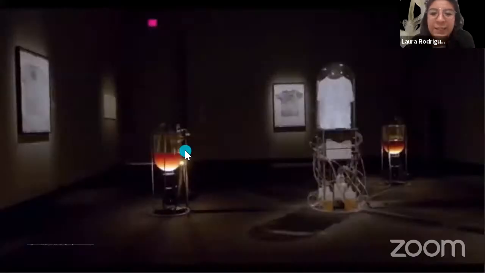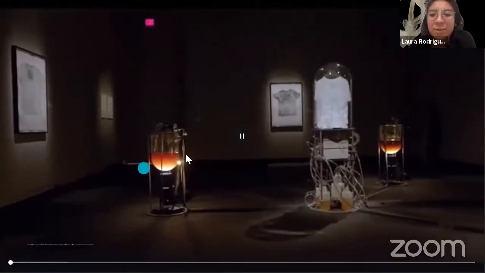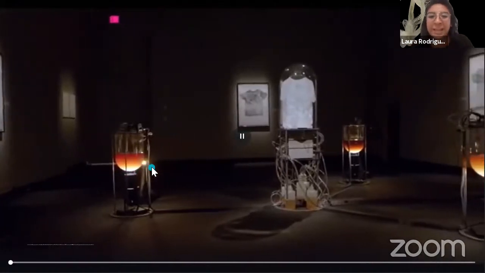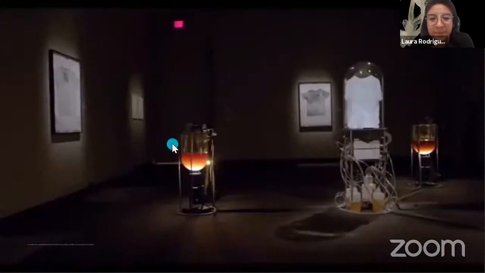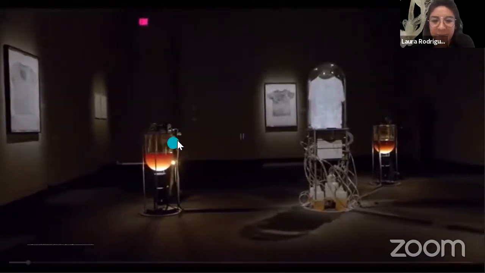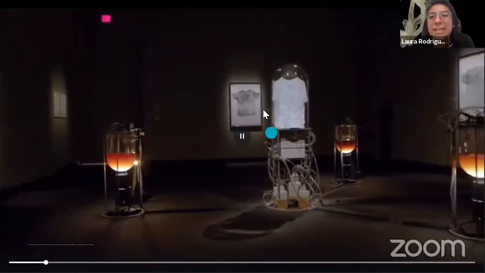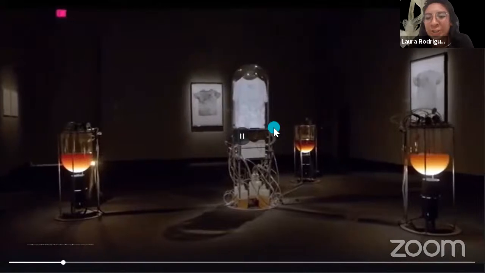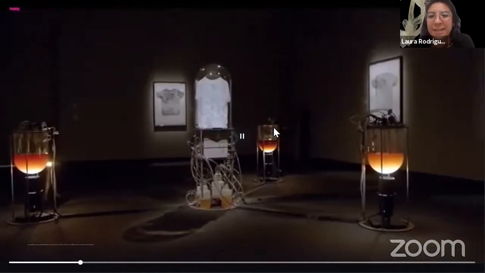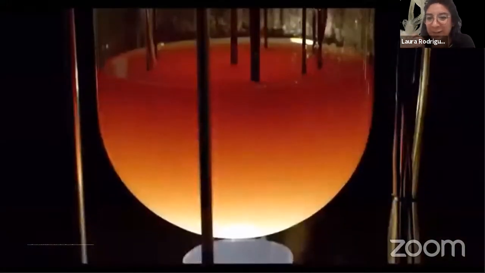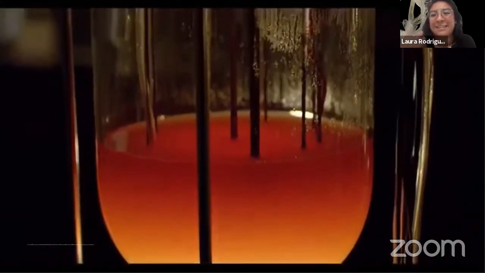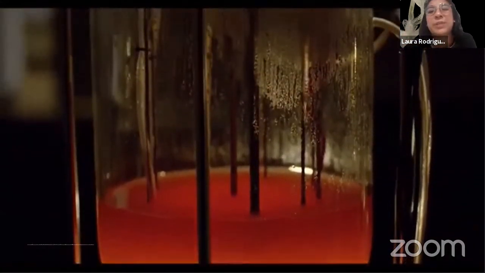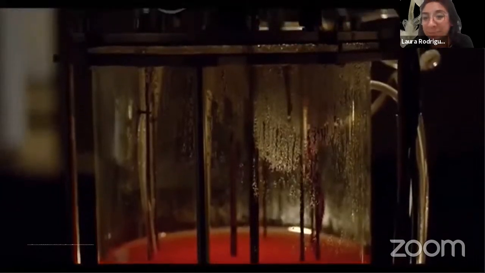And then he put these bacteria in bioreactors to keep them alive. And they were connected by different tubes to a never-used t-shirt. And this t-shirt was being impregnated by the smell of the bacteria, but in the philosophical statement, it is being impregnated by the smell of slavery.